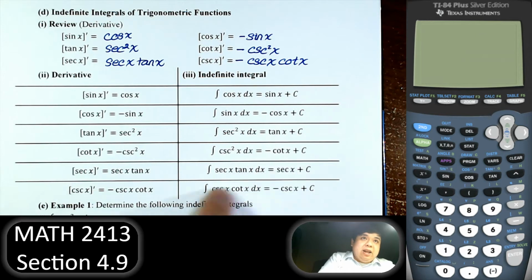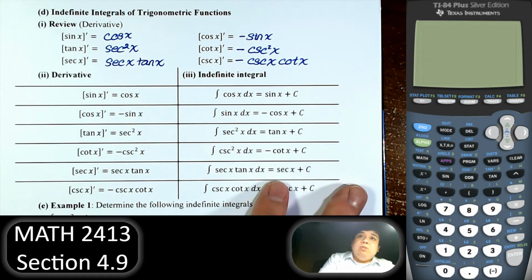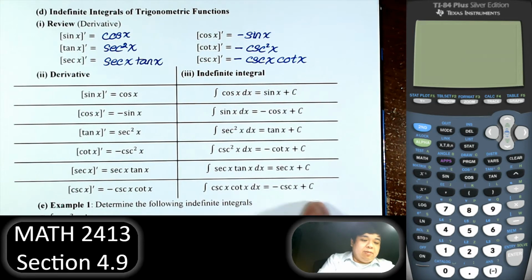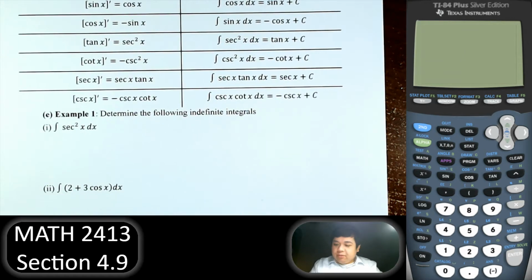We have that. And similarly, the derivative of secant is secant tangent, so the antiderivative of secant tangent is secant. So the indefinite integral is going to be secant plus c, right? So just the opposite direction as the derivative. So those are the rules. Simple enough.